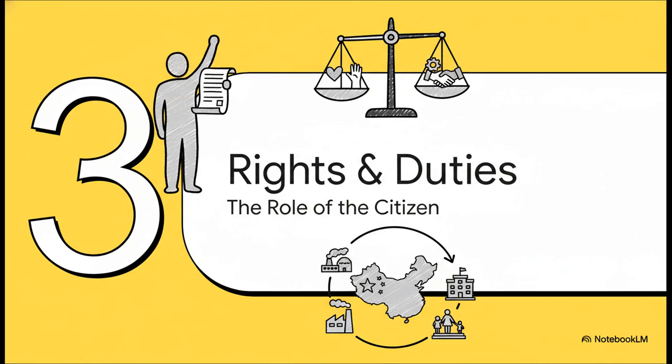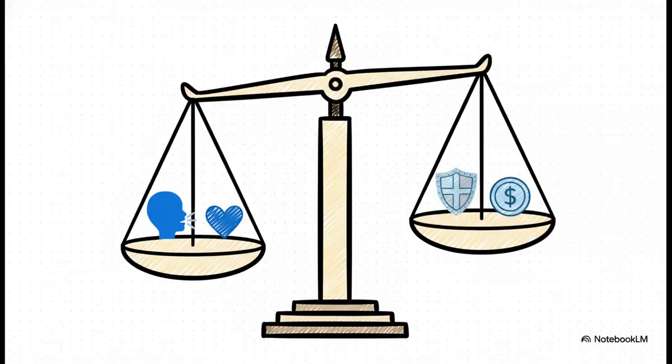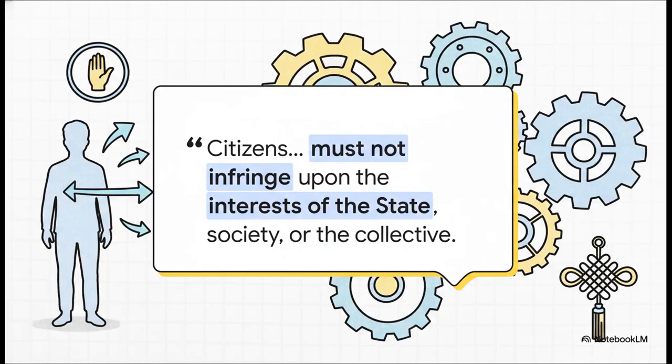Okay, so that's the state. But what about the individual citizen? Where do they fit into this picture? Let's jump into Chapter 2, which spells out the fundamental rights and, just as importantly, the required duties of every citizen. This chapter is really all about balance, or you could say two sides of the same coin. On one side, you've got these fundamental rights: freedom of speech, freedom of religion, personal dignity, the right to work. But on the other side, you've got a set of very clear duties: safeguarding the country, serving in the military, and paying taxes. And here is the crucial catch.